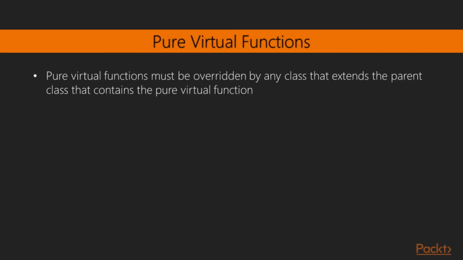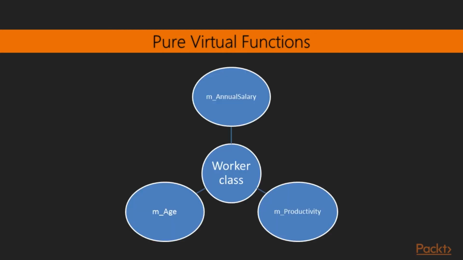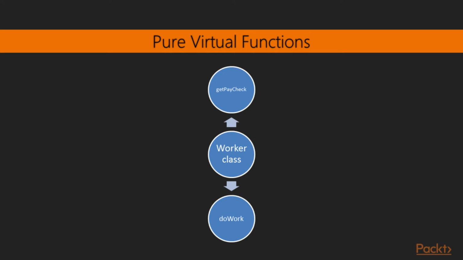All pure virtual functions must be overridden by any class that extends the parent class that contains the pure virtual function. This means that the abstract class can provide some of the common functionality that would be available in all its subclasses. For example, the worker class might have the m_AnnualSalary, m_Productivity, and m_Age member variables. It might also have the getPayCheck function, which is not pure virtual and is the same in all the subclasses. But it might have a doWork function, which is pure virtual and must be overridden because all the different types of worker will do work very differently.